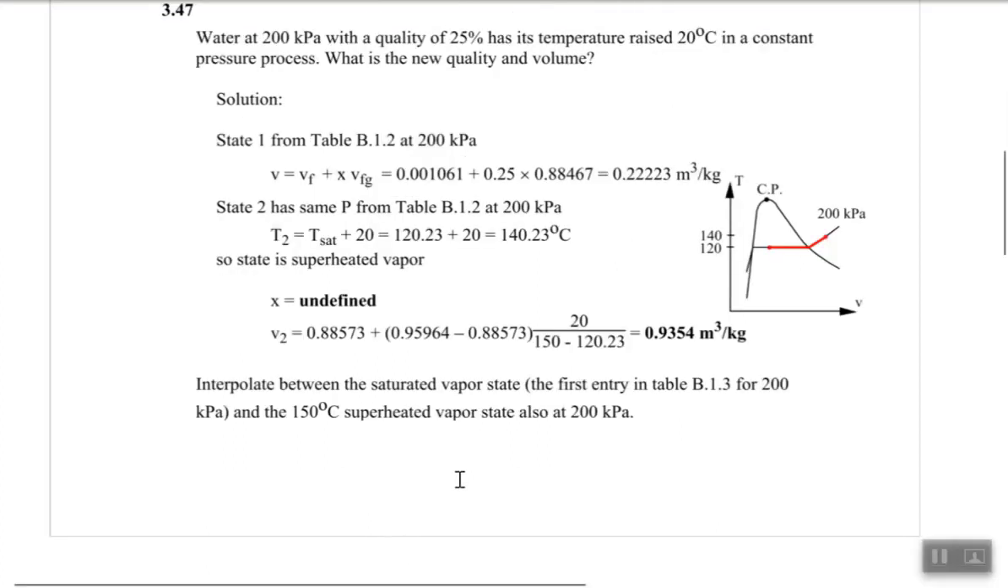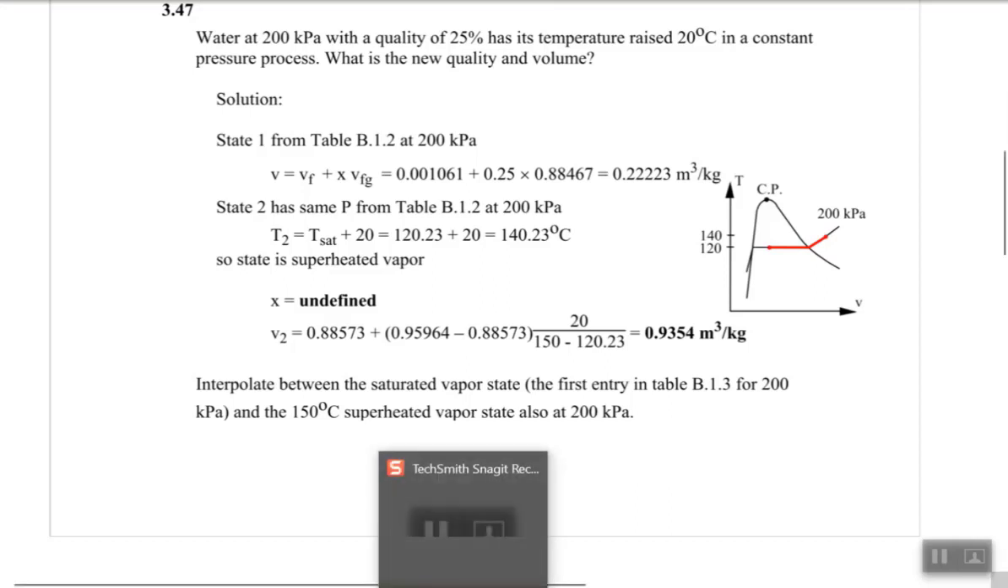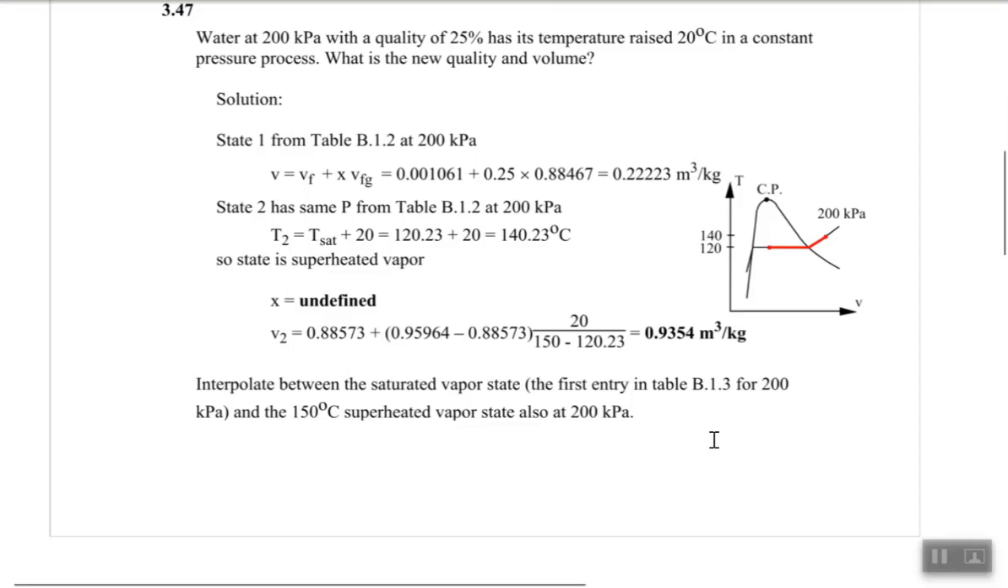The next question is: water at 200 kPa with a quality of 25% has its temperature raised to 20 degrees centigrade in a constant pressure process. What is the new quality and the volume? So it is just asking us about the new quality and the volume of the water if it is inside the vapor dome.